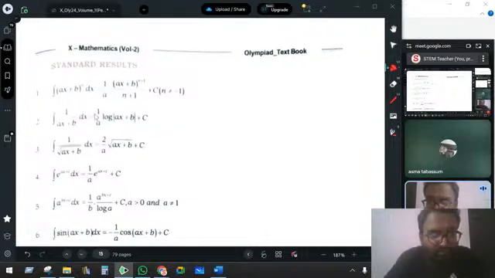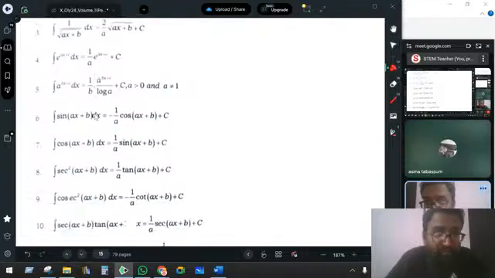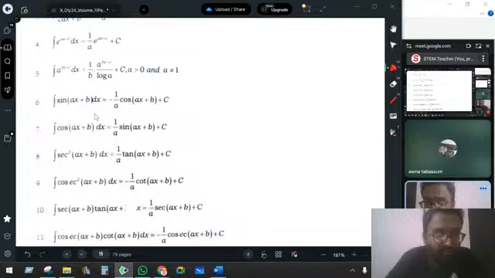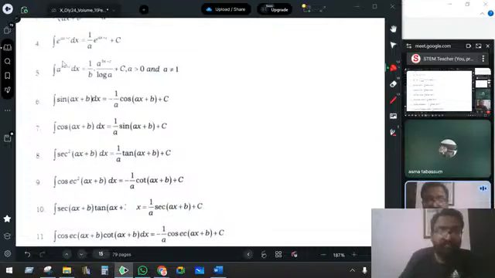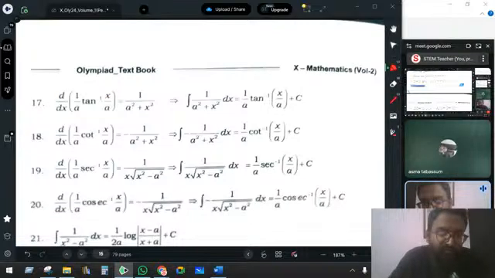Ax plus b whole power n, 1 upon ax plus b, 1 upon under root of ax plus b, e power ax plus c, e power bx plus d. Here the base is e, here the base is a. Here 1 upon a, but here there is no log a. Log a will come in the denominator. And these terms will be in the product. So all these are formulas of revision only.